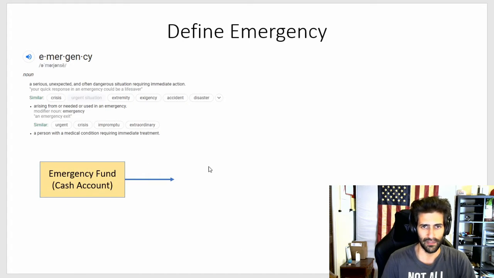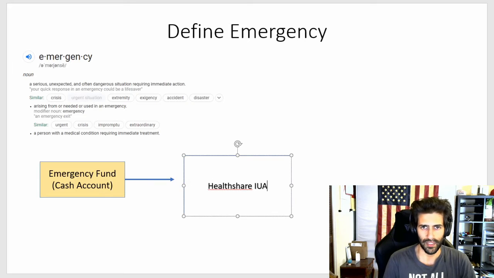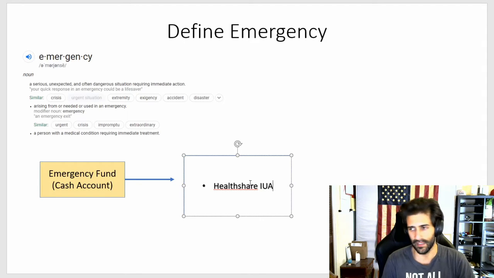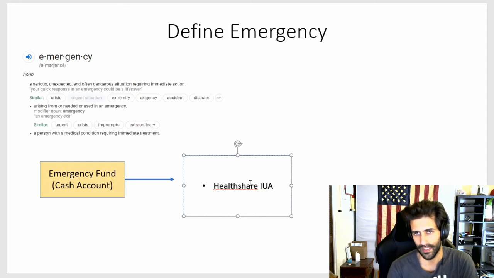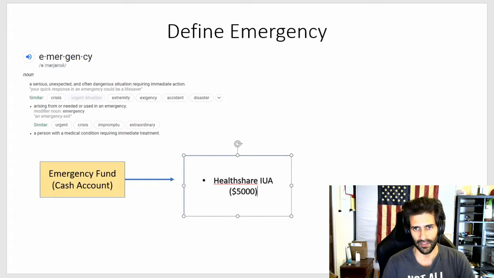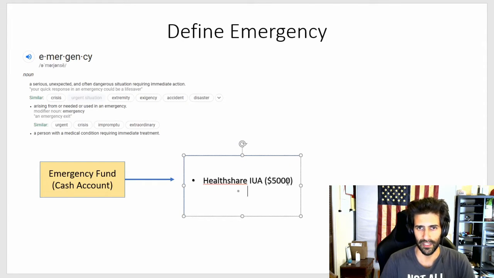Number one is going to be the health share IUA. IUA is essentially the deductible for my health share. So if I get hit by something, I need to go into the hospital via ambulance, then I have to pay the IUA. My IUA is $5,000. So that is considered to me an emergency.